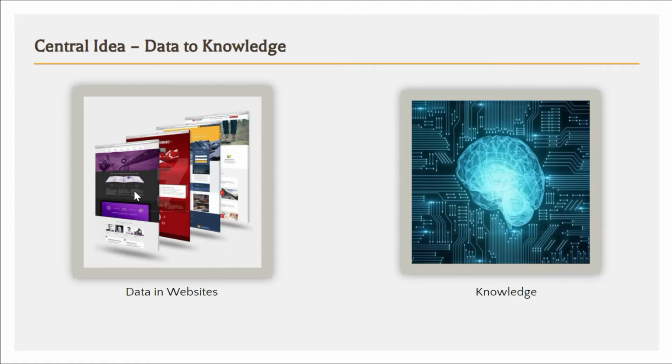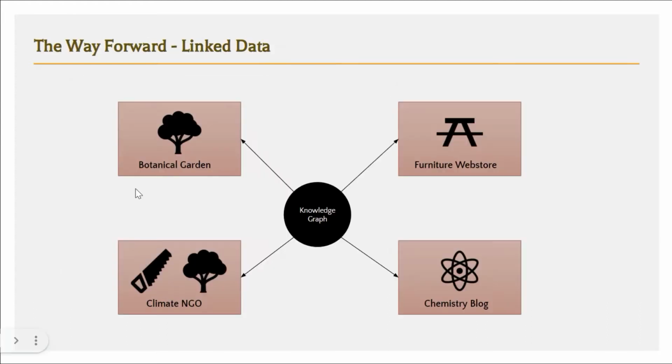But the idea is, can we link the data on one website to the data on another website and create knowledge out of it? What do I mean by that? Let's understand it with an example. Let us suppose there is one website which is a botanical website and it contains information about the botanical name of the tree and what kind of wood is created out of that tree. For example, teak wood, rosewood, something like that.